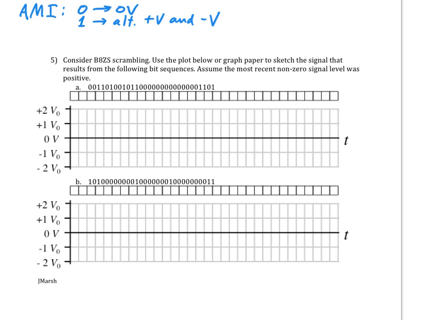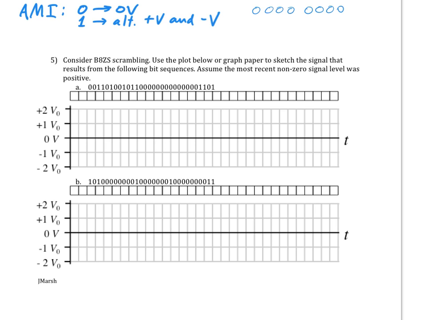And the idea is that when we get 8 zeros in a row, for example, here we have a bunch of zeros in a row, we're going to do a replacement. We're going to replace the 8 zeros with a sequence which violates the alternating rule, and puts 2 plus V's in a row, for example, and that's called a violation, or 2 minus V's in a row, and that's also called a violation.